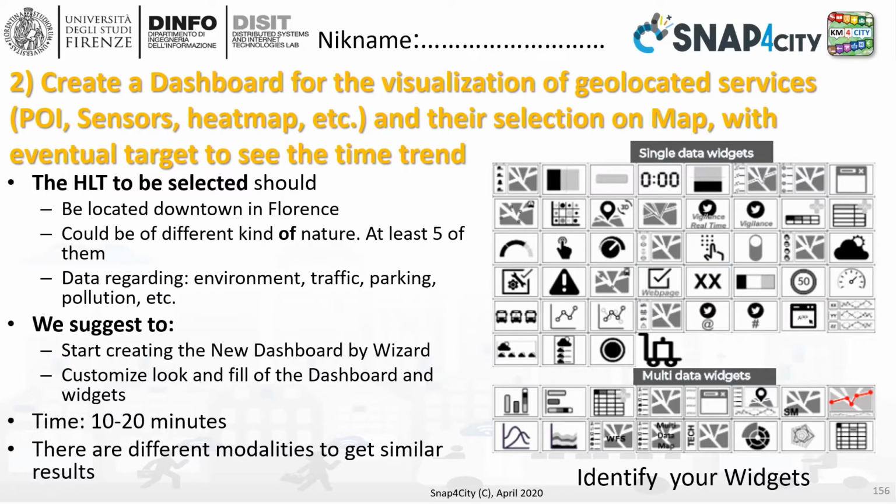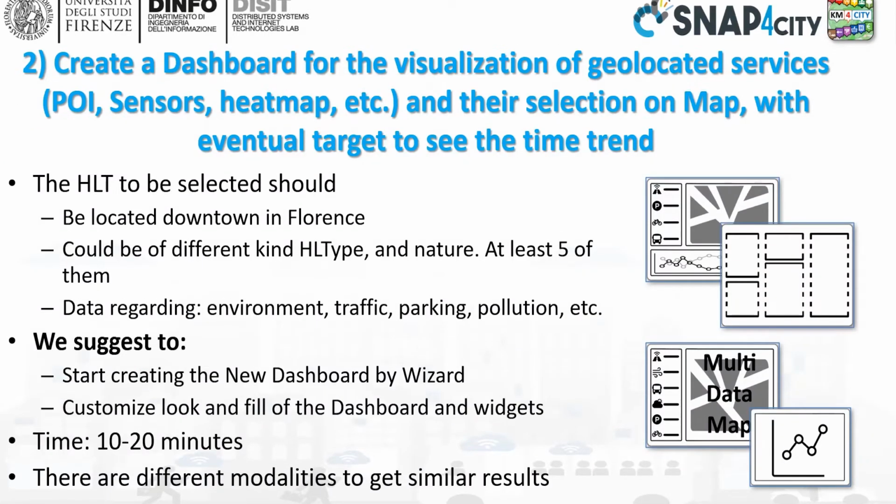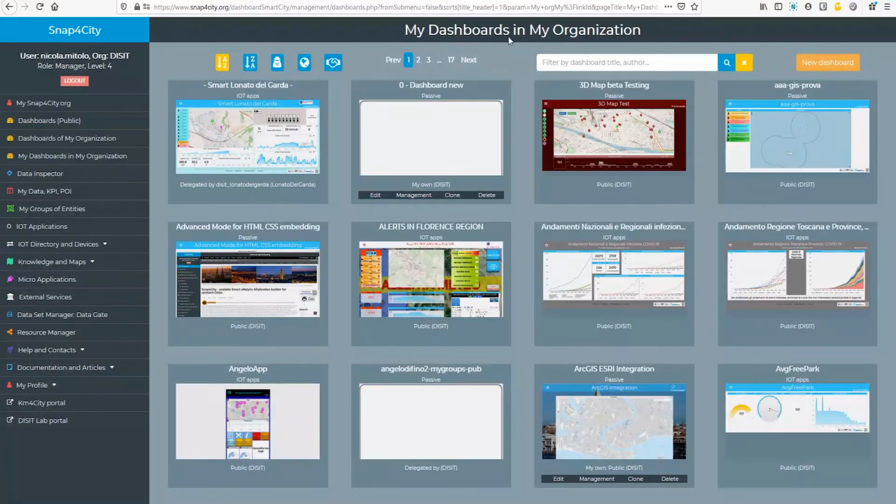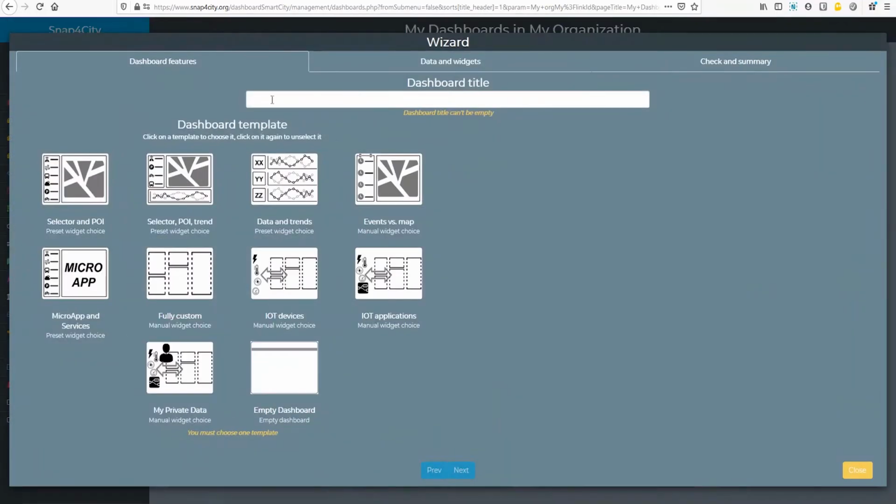I create the new dashboard by using the wizard, and again, after the dashboard has been created, I can customize the look and feel of the dashboard as seen before. So I go on the platform, I click the new dashboard button, and again I have to specify a title, my second dashboard, and the correct dashboard template. That in this case I will prefer to use the fully custom template, that is this one.